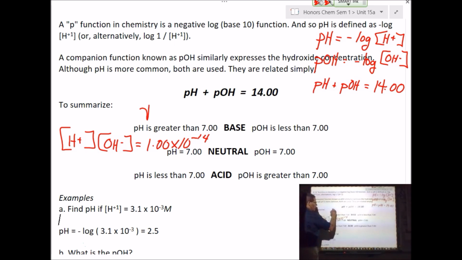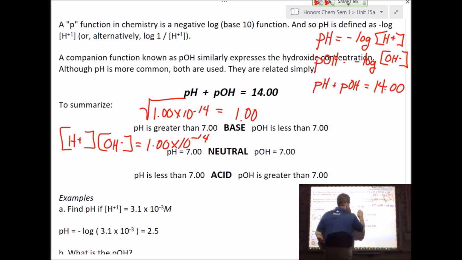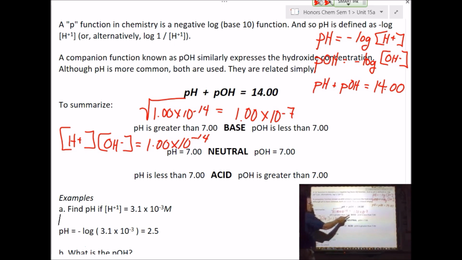Or if you took the square root of 1.0 times 10 to the negative 14, what does that equal? That's right, 1.0 times 10 to the negative 7. And you guys are like human calculators in there. I love it. So if I take the negative log of 1.0 times 10 to the negative 7, that would give me a pH of 7.